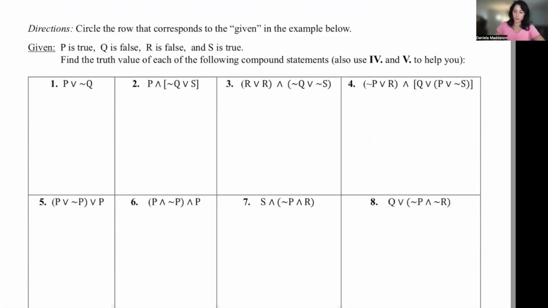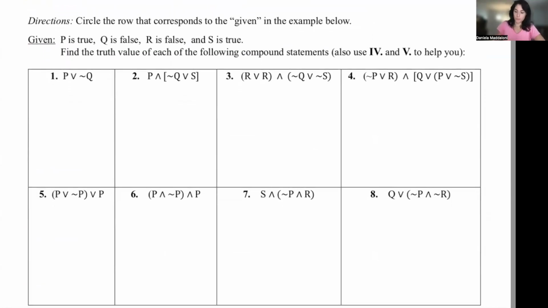So, given, here's the given. P is true, Q is false, R is false, and S is true. Based on those premises, we're going to take a look at all of these.